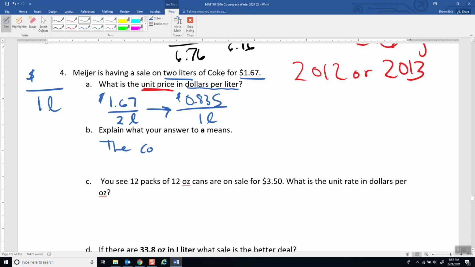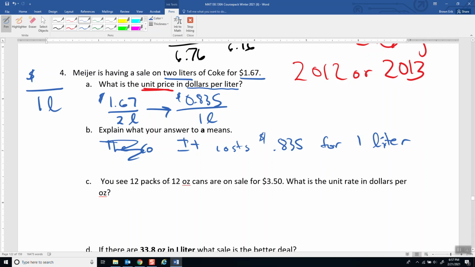The cost of 1 liter, or let's say it this way, it costs $0.835 for 1 liter. Liter, yeah, it looks wrong, but I guess it's right.